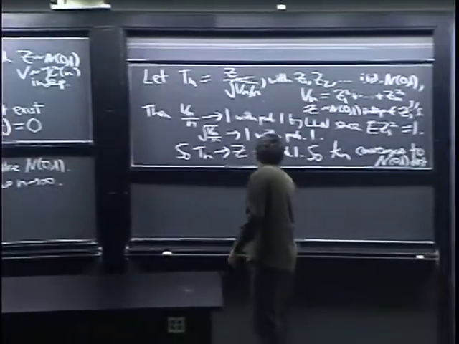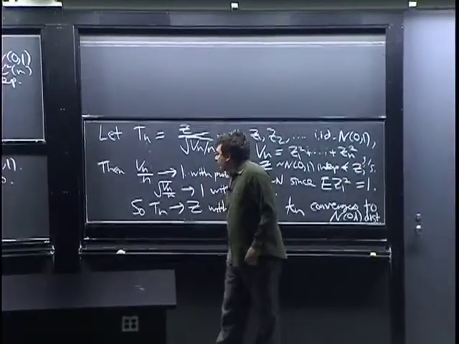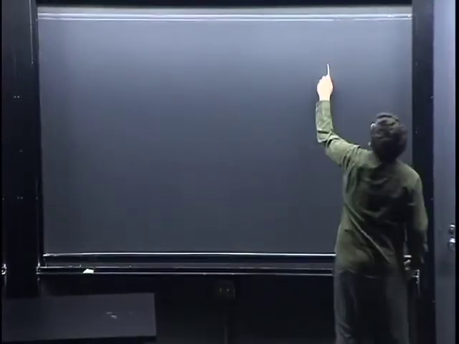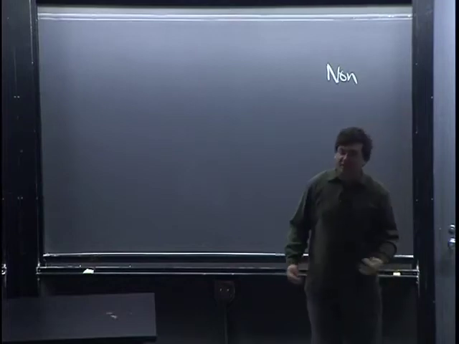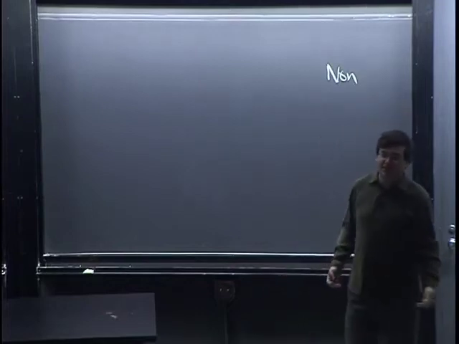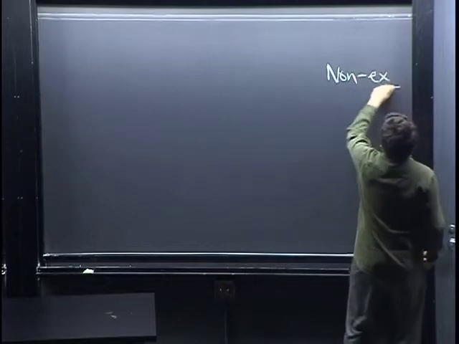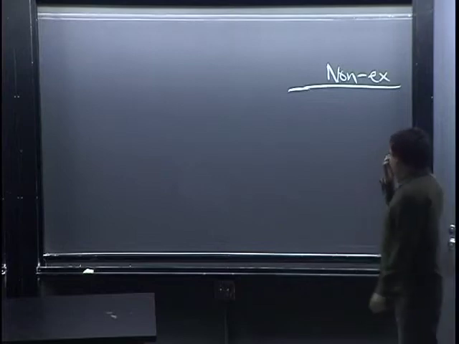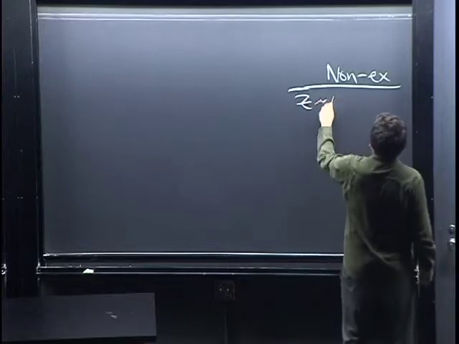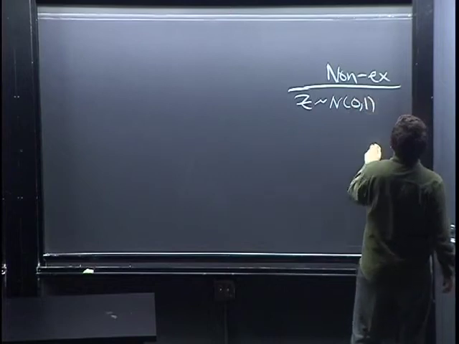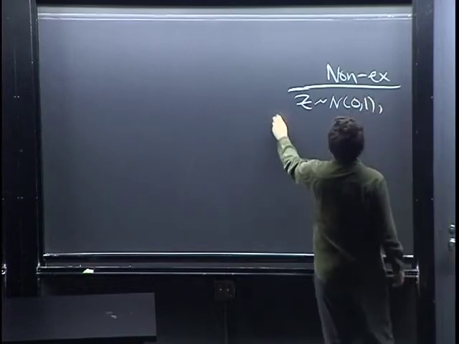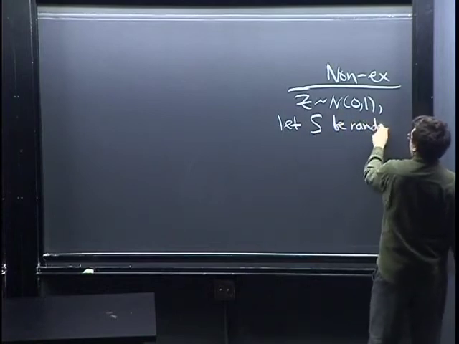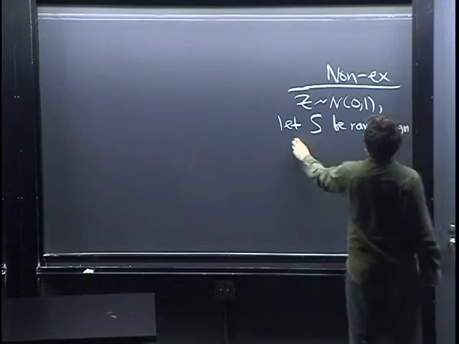Let's do a non-example. I don't know if non-example is the right word. I want to go as far away from that example as possible. I'm not going to say counterexample, because it's not a counterexample to anything. It's just an example that's not a multivariate normal. Well, sort of a counterexample, but I'll call it a non-example. Non-example would be let Z be standard normal, and let's let S be a random sign. That is, S is plus or minus 1 with equal probabilities, and it's independent of Z.